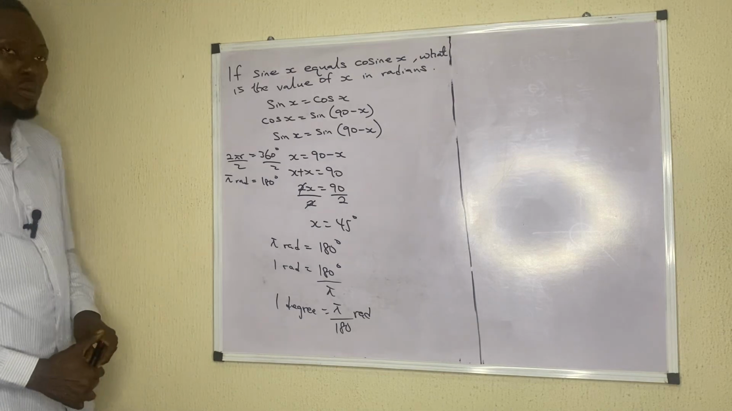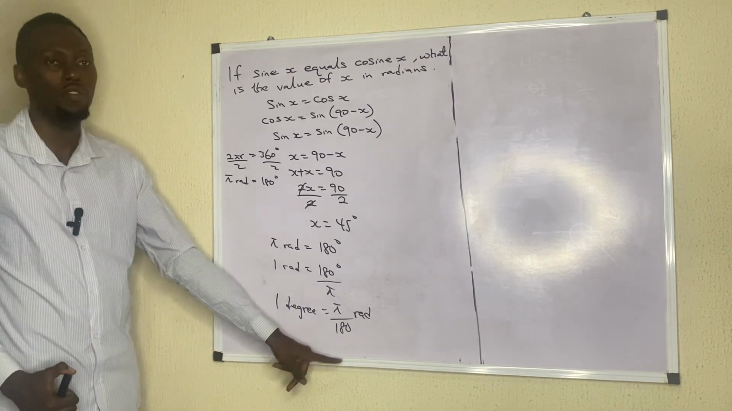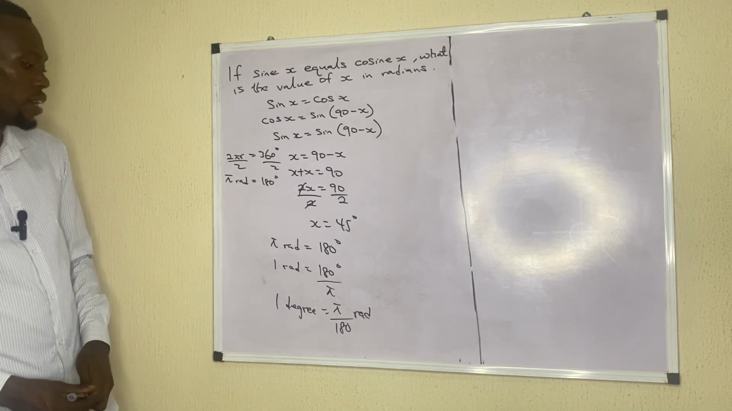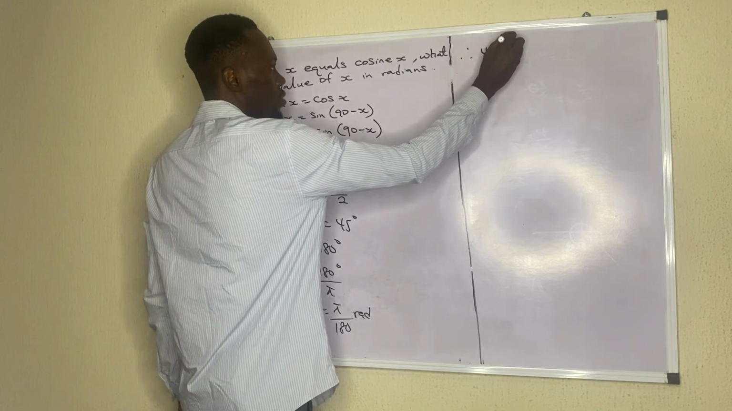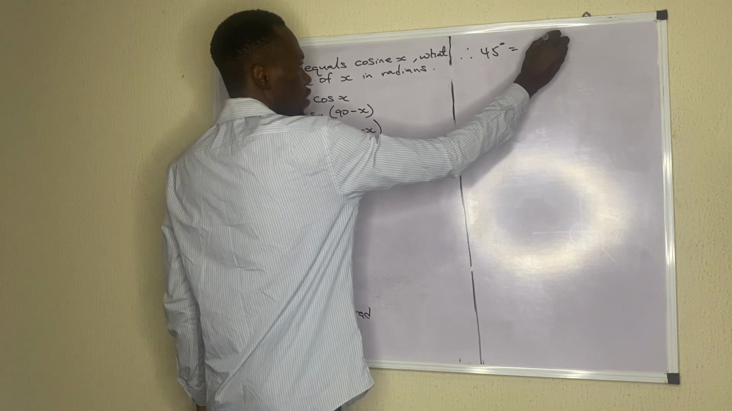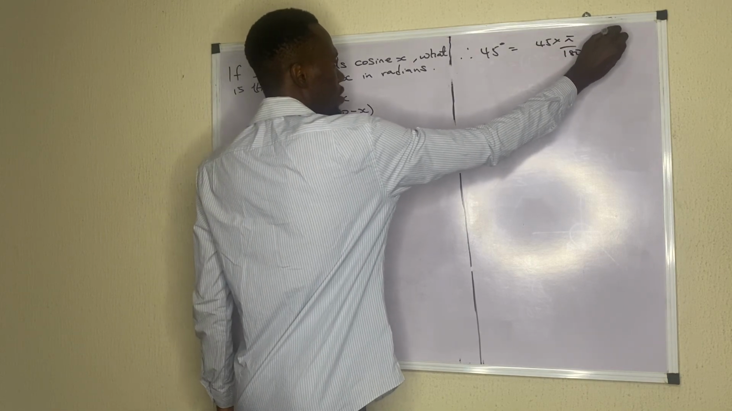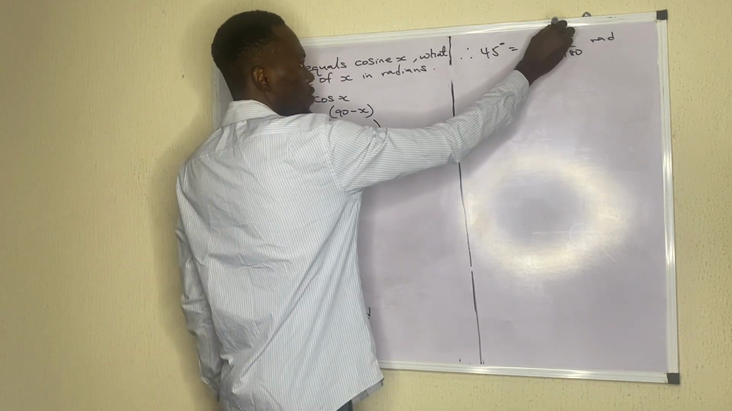Okay, so now we have 45 degrees. If 1 degree is equal to pi over 180 rad, then 45 degrees will be 45 multiplied by pi over 180. So therefore 45 degrees will now be equal to 45 times pi over 180 rad. Okay, I can start breaking it down now.